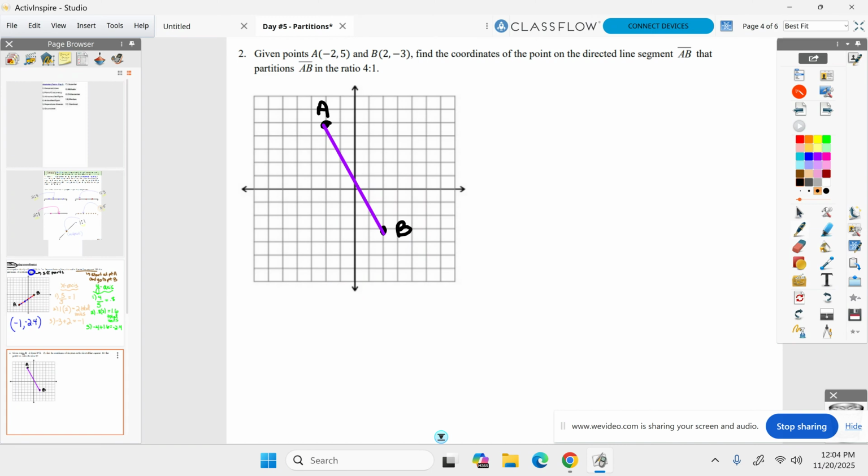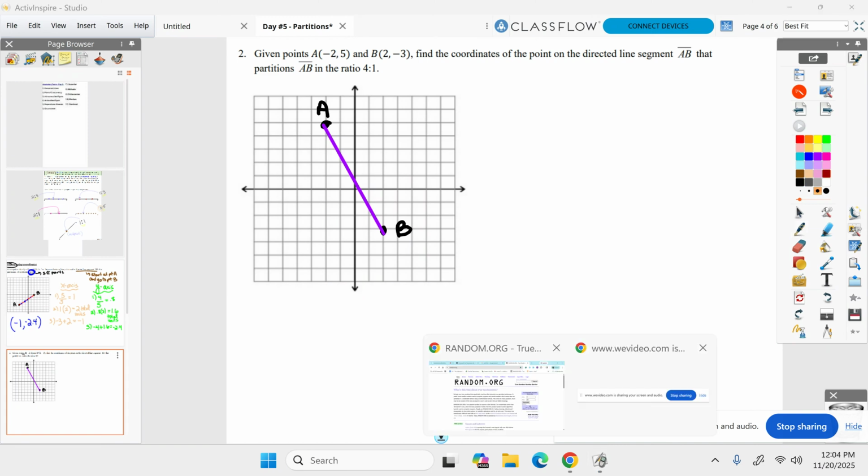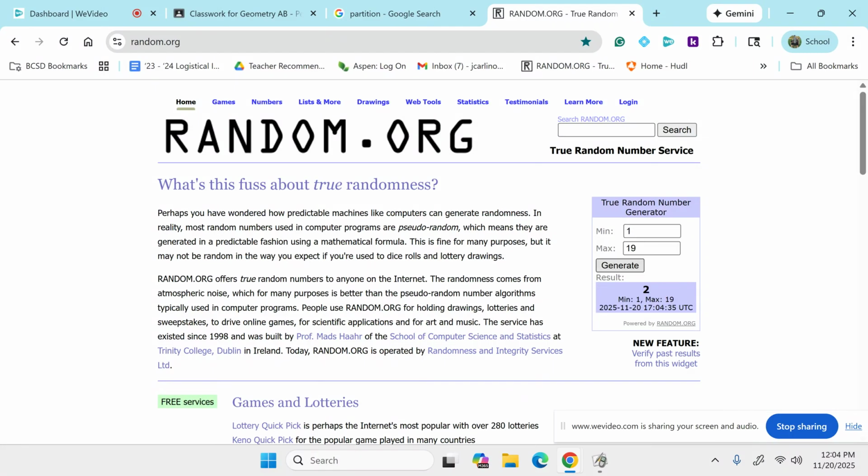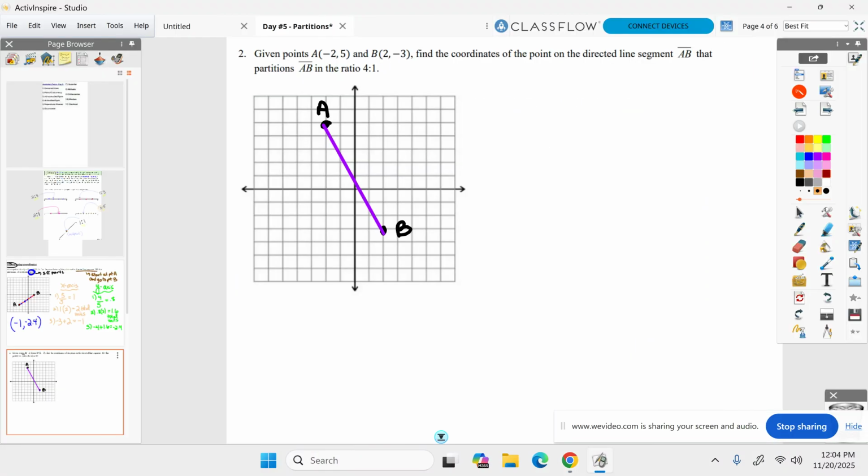Our ratio now is 4-to-1, which means first thing we need to do is break it up into how many equal parts before I get to 4-to-1? Solar, how many equal parts? 4-to-1 is my ratio, so the first thing I need to do is break AB up into how many equal parts? 5 equal parts, yep. And that's what I'm going to do first for both the x and the y axis.